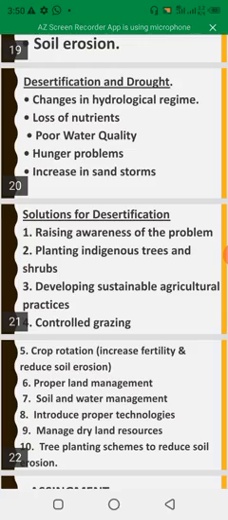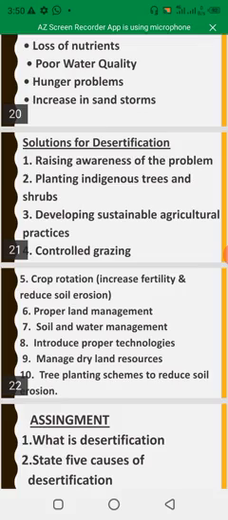So therefore, what are the solutions to desertification? Number one, we must raise awareness of the problem of desertification. Then start planting indigenous trees and shrubs. Then develop suitable agricultural practices and control our grazing. We don't allow the cattle to eat up all our grasses.